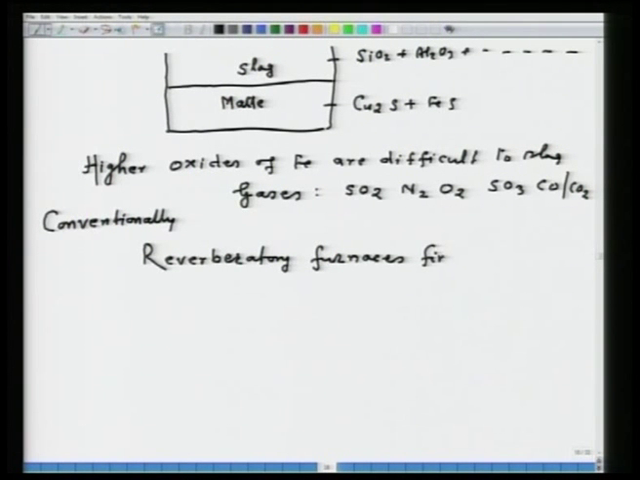Fired with coal or oil. They are very long furnaces, and traditionally the smelting of copper ore is carried out in reverberatory furnaces. Still, the reverberatory furnaces are used, but now these reverberatory furnaces are replaced in recent years by so called flash smelting.